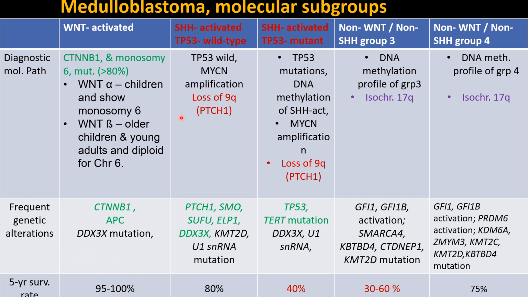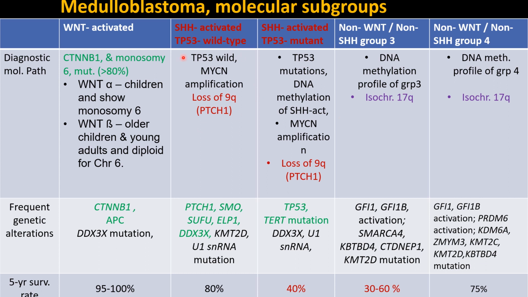So, coming to SHH activated TP53 wild type. Now, these will not show TP53 mutations. However, they may show MYCN amplification, which has a therapeutic implication, and loss of chromosome 9, which is responsible for PTCH1 mutations, and these are associated with Gorlin syndrome or nevoid basal cell carcinoma syndrome. And now the SUFU germline mutations are common in infants.